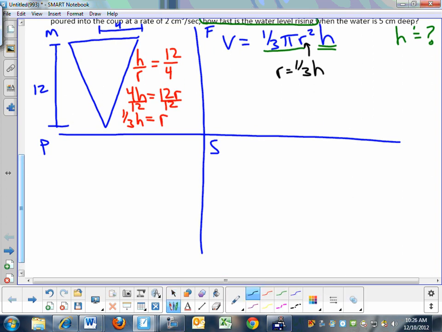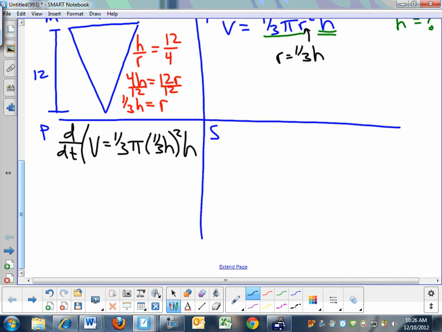Okay, what's our plan? What do we need to do? Take the derivative with respect to time. Yes. Of the volume, which is equal to 1 over 3 times pi times 1 over 3 h quantity squared times h. Would you guys like to simplify this? Yes, I would agree you want to do so. If you didn't simplify this, you would have to use the chain rule with the product rule. So we definitely want to simplify this.